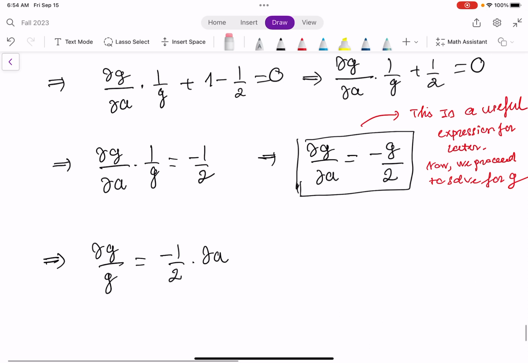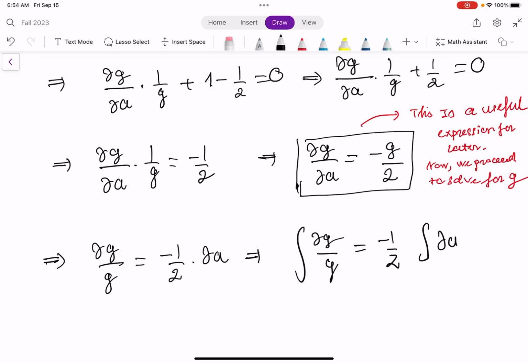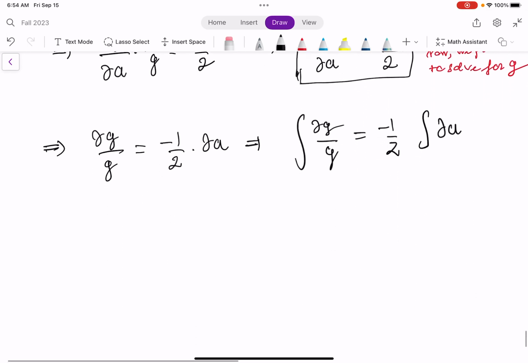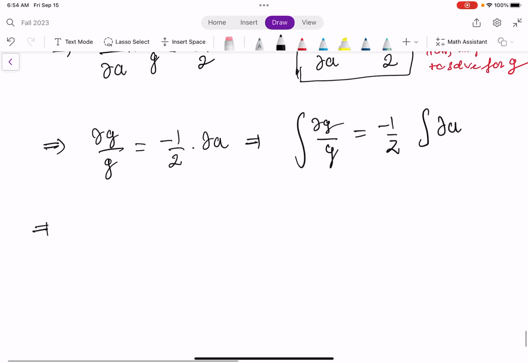So let's go ahead and integrate both sides. I integrate partial g over g equal negative 1/2 integrate partial a. You do the integration just like you do dg over g, with just some modification. So ln g equals negative 1/2 times a plus h of b.